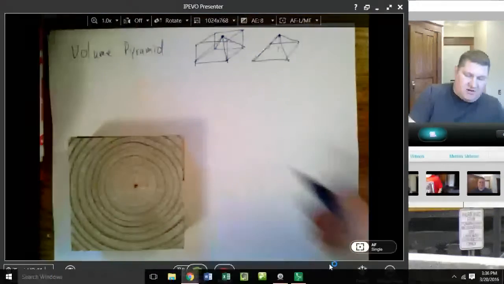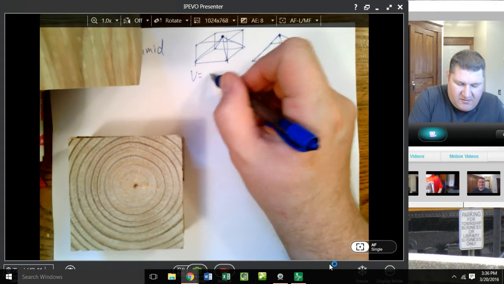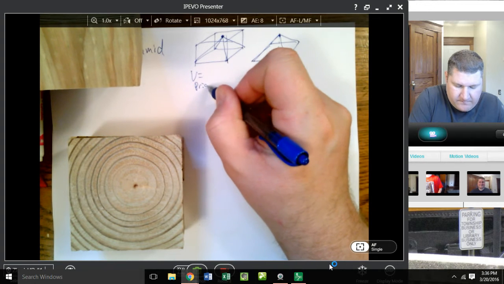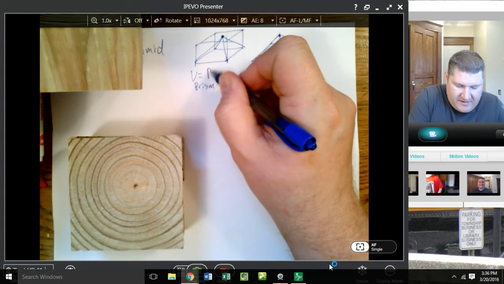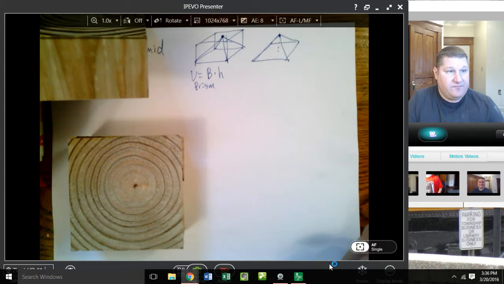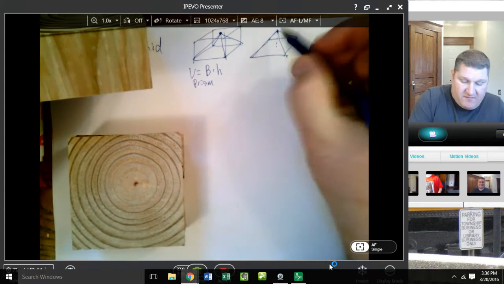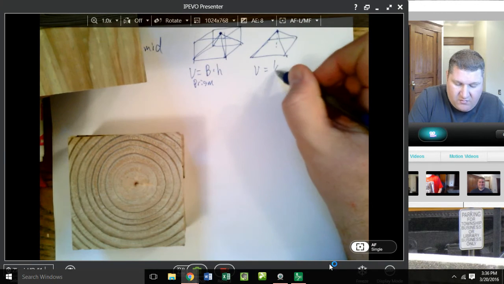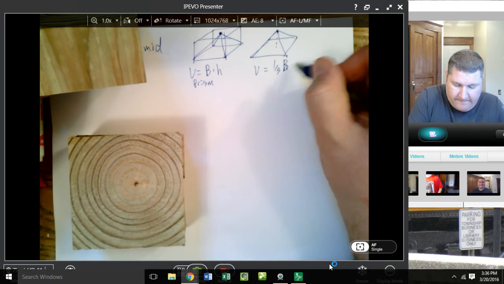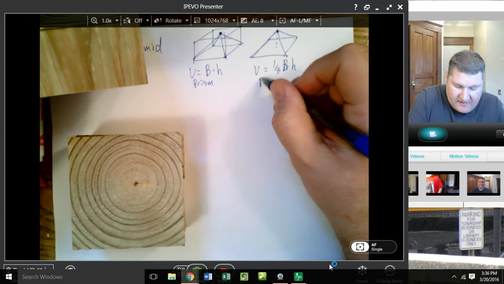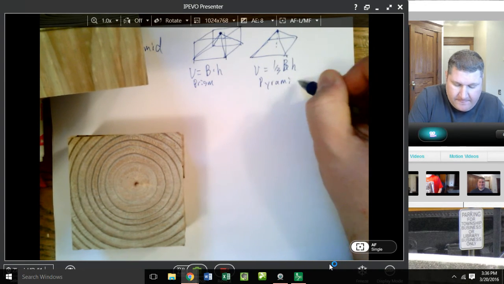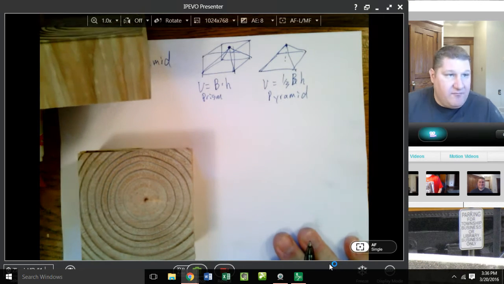Now, we already know the volume of a prism. The volume of a prism is base times height. Volume of a pyramid is going to be 1/3 base times height. And that's going to be for a pyramid. Okay, 1/3 base times height.